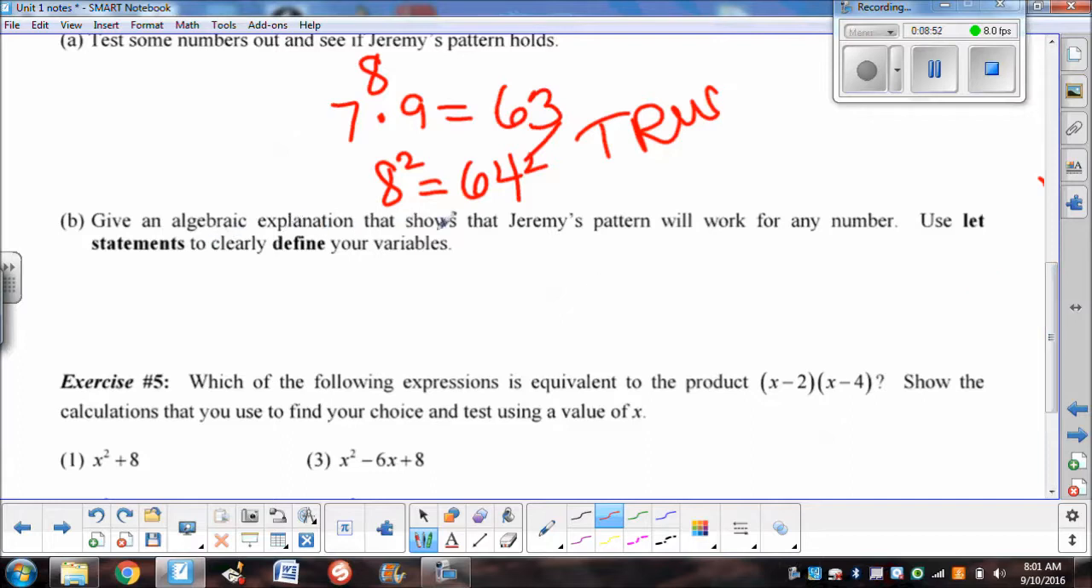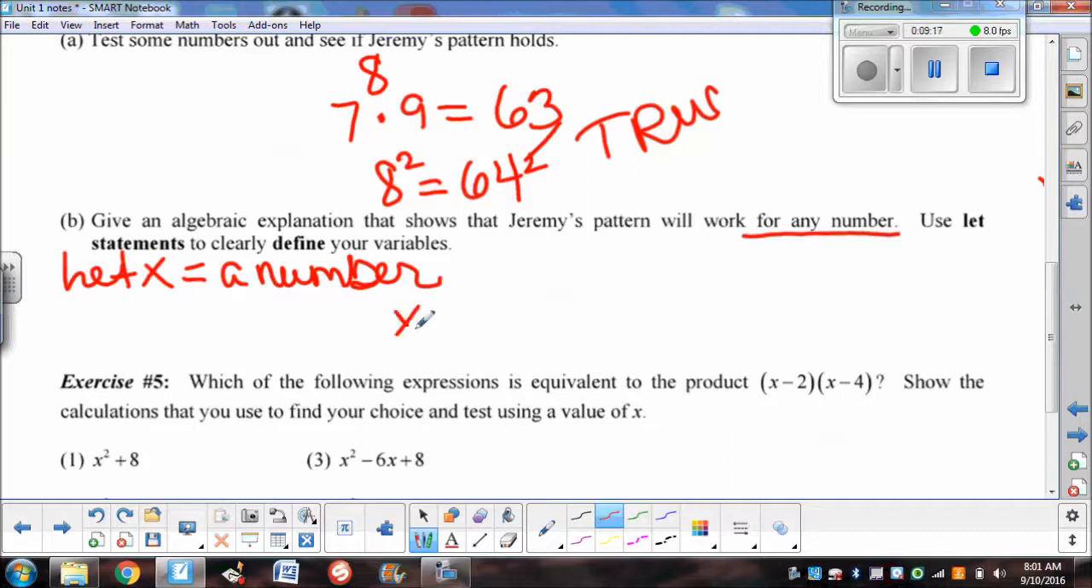It says, give an algebraic explanation that shows that Jeremy's pattern will work for any number. Use let statements to clearly define your variable. So I'm going to let x equal my number. So if x is my number, what is 1 less than x? X minus 1. And what's 1 more than x? X plus 1. Okay, x is my number. Take away 1 is less than it. Add 1 to it, and it's 1 more than that.